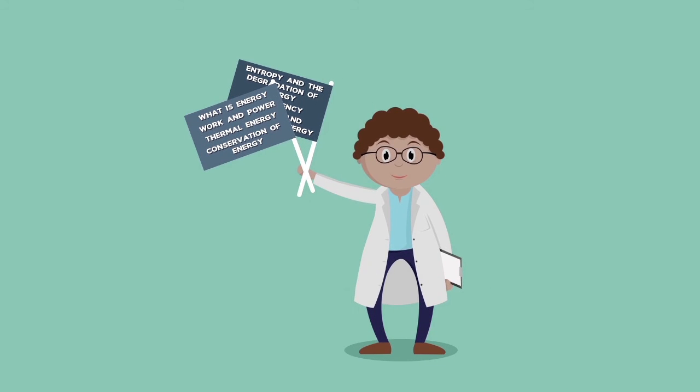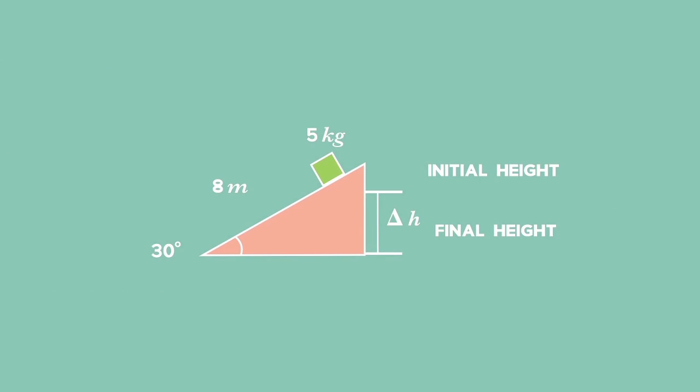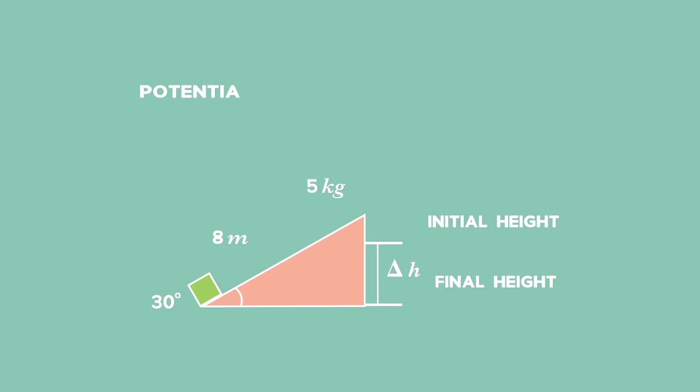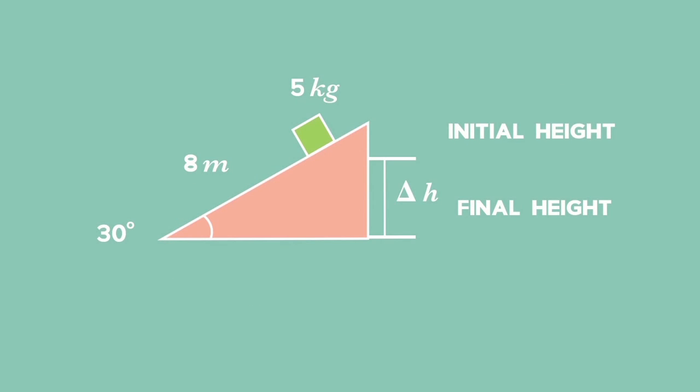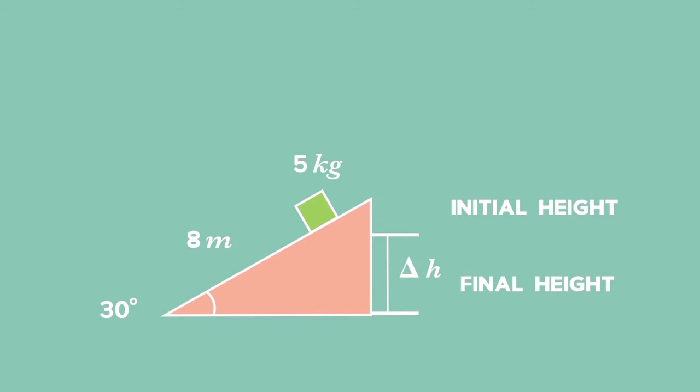Now we solve the same problem using energy principles. What happened to the block in terms of its energy? It moved from a higher position to a lower position. Its potential energy was transferred to kinetic energy. What work did gravity do on the block? It changed the potential energy of the block. So work done by gravity is equal to the change in potential energy of the block.